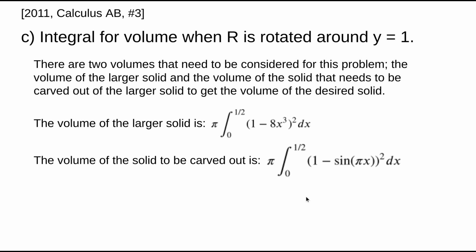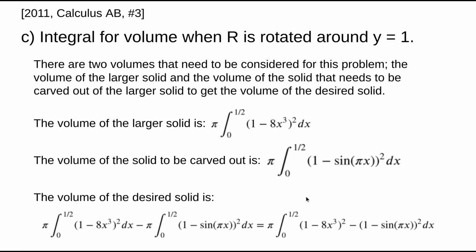And so the actual volume when R is rotated around the line y equals 1 is just going to be the difference of these two integrals. So pi times the integral from 0 to 1/2 of 1 minus 8x cubed squared dx minus pi times the integral from 0 to 1/2 of 1 minus sine of pi x squared dx, which can be rewritten as pi times the integral from 0 to 1/2 of 1 minus 8x cubed squared minus the group 1 minus sine of pi x squared dx, which should be okay.